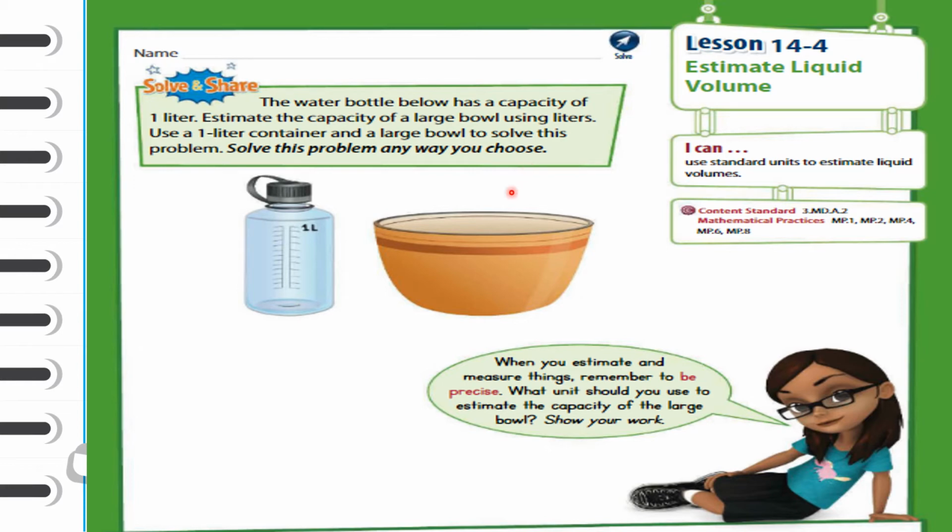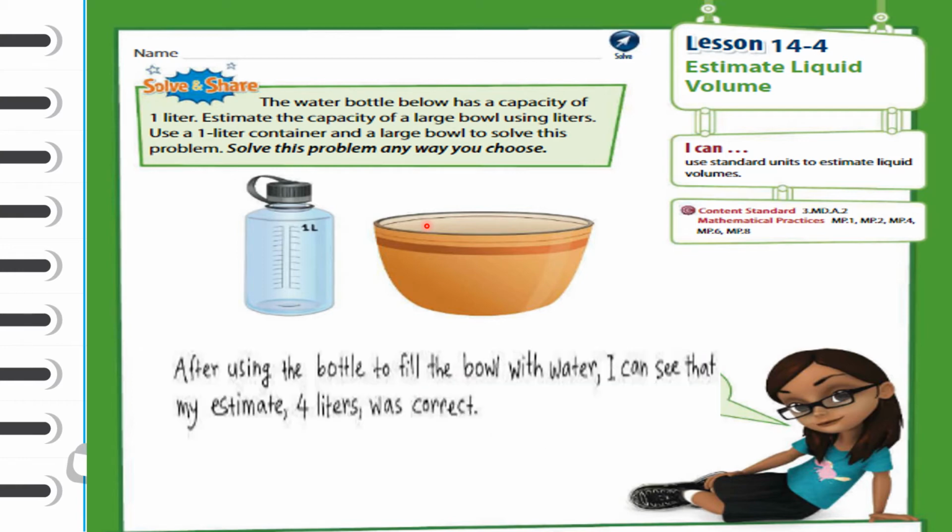Now what you have to do, just go to your kitchen, dig into your cabinet and take out a large plastic bowl, and then use your water bottle that can hold 1 liter of the liquid. Fill your bottle with the water and then empty it into the bowl. Then you have to check how many liters of water the bowl you chose can hold.